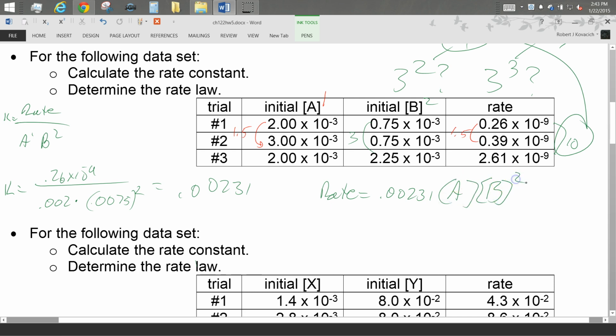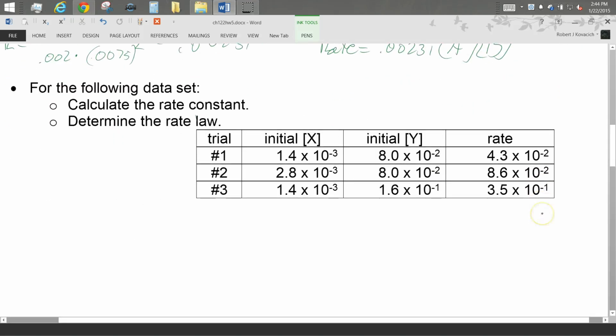So then the rate law for this will be rate is equal to 0.00231 [A][B]^2. And that's it. So you should get the same value for the K, and if you don't, they'll be really close. So if we were really doing this, I would calculate each of the K values for each of the separate 3 trials and then take an average of them and report that. Would you be able to write that as 2.31 times 10 to the negative 3? Absolutely.